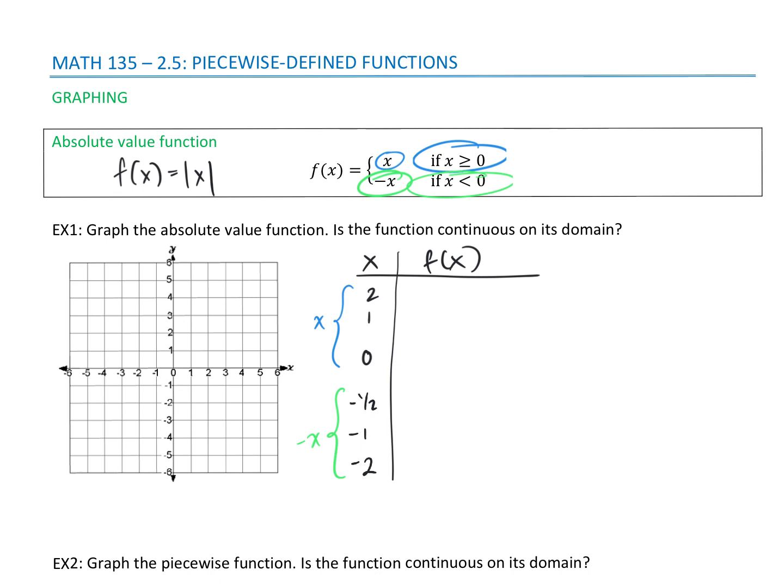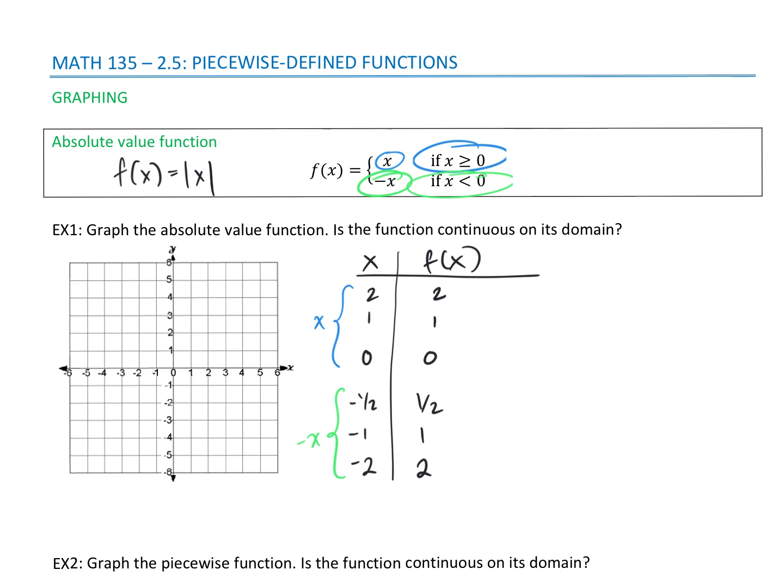And again, plugging these in, when I choose 2, it's just going to be the x value. So the values are going to be 2, 1, 0. And then for the opposite of x, it's going to be the opposite of these values. So +0.5, +1, +2. Let's go ahead and graph these piecewise functions.